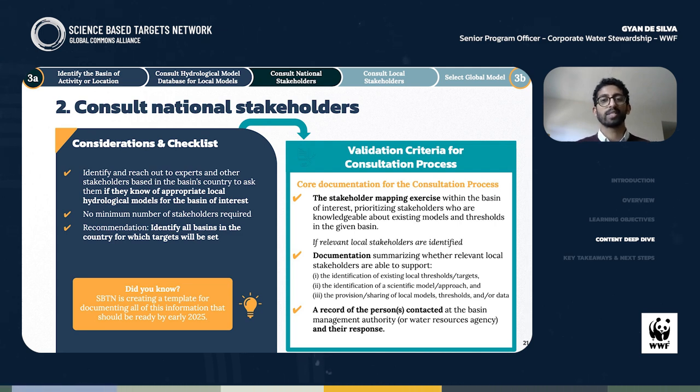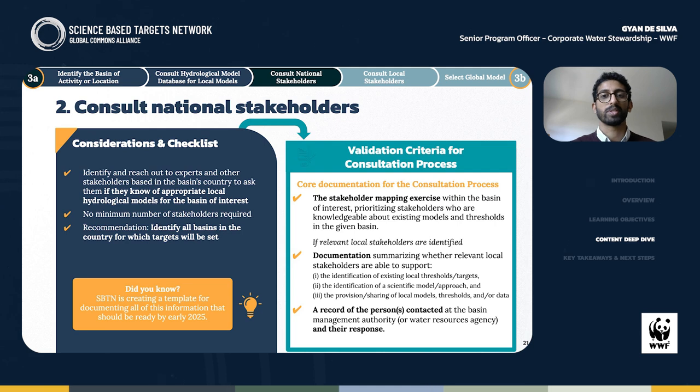If the national level stakeholder consultation leads to an appropriate local model, the company must use this local model for target setting, following the recommendation from the stakeholders on which model is preferred. If the national level consultation fails to deliver an appropriate local model, companies must refer to the results of Step 2, where the basins have been ranked to understand how to proceed with each basin.